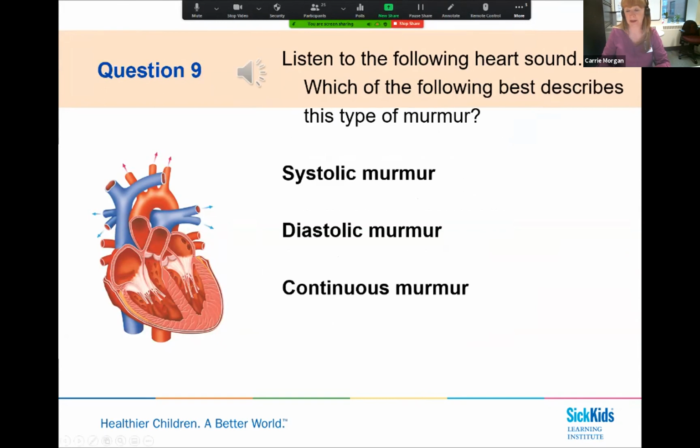Okay. So this is our last heart sound. Again, listen to the following heart sound, and please, again, which of the following would best describe this type of murmur?